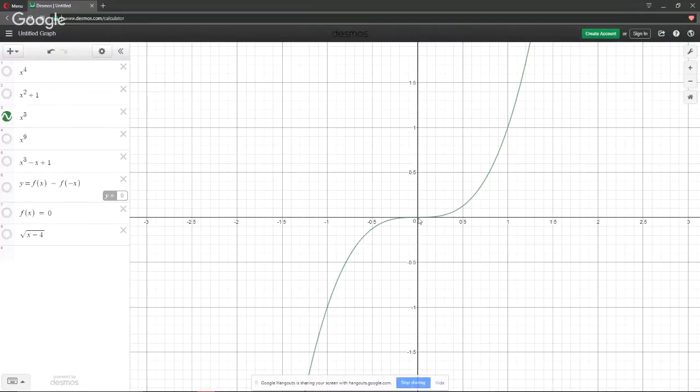What he's saying is an odd function will always be symmetric about the origin. Where's the origin? 0, 0, right? See how the graph approaches here and then does the same thing on the way out? That's an odd function. So every function that's odd is going to look like that. So let's try 7. See? So it's symmetric about the origin.